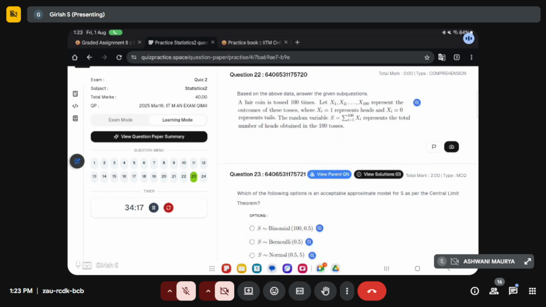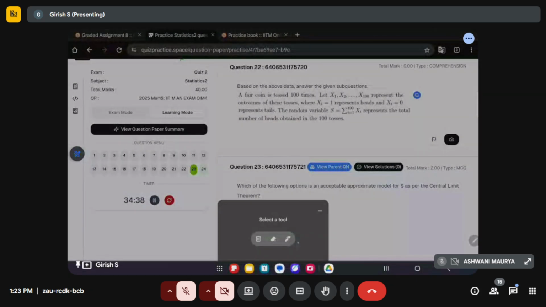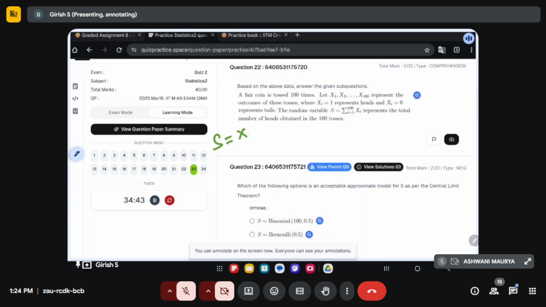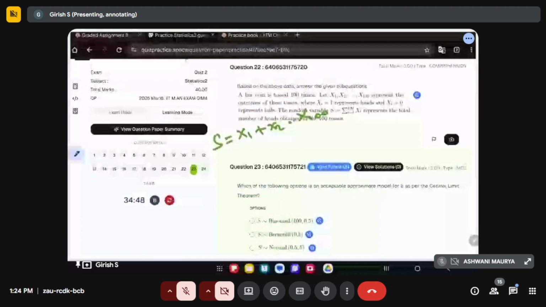And in this problem, a fair coin is tossed 100 times. The random variable represents the total number of heads. Okay, this is S. S is nothing but x1 plus x2 till x100. So how do I construct it?